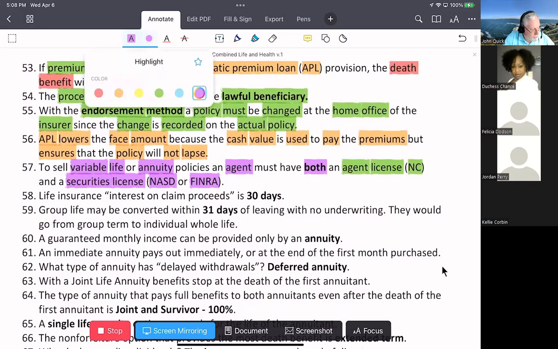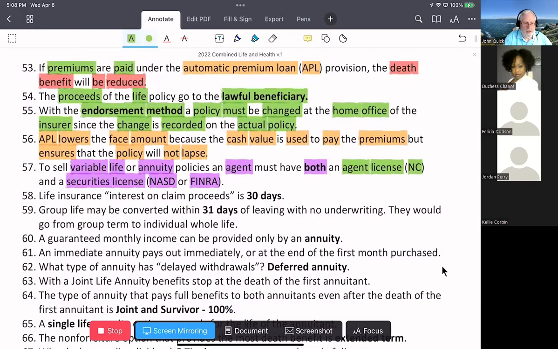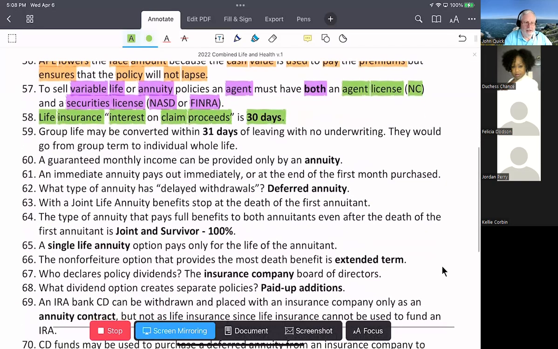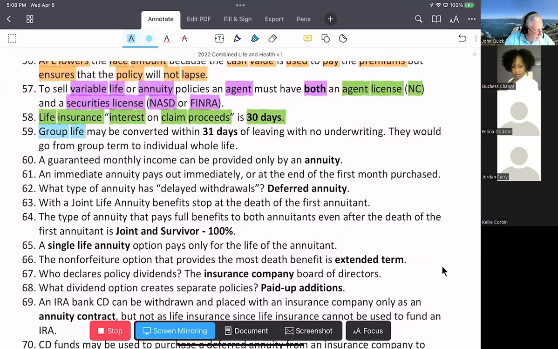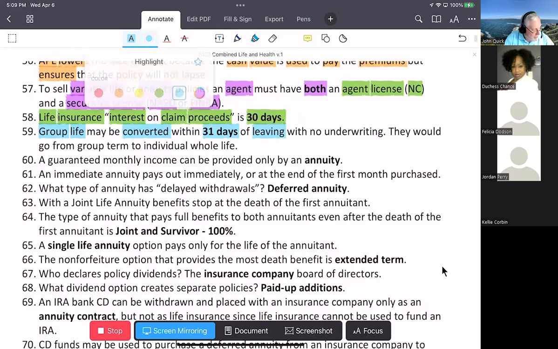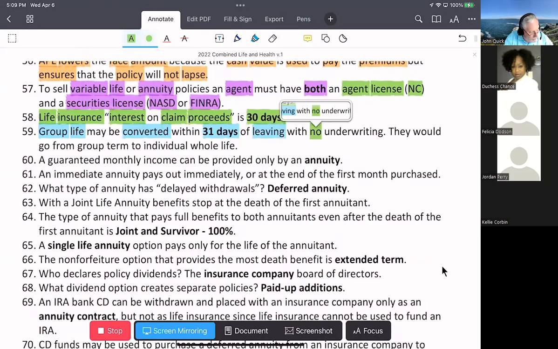Now, what if they don't want to pay your claim right away? They want to investigate. Fine. Life insurance interest on claim proceeds is 30 days. If it takes more than 30 days to pay up, they must add interest. Now, if you have group life, and you leave the business, you have the right to convert within 31 days of leaving. And remember, no underwriting.